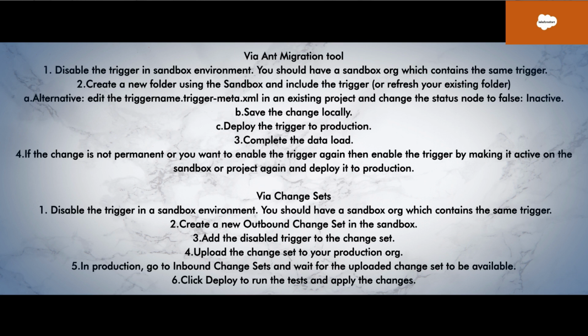A. Alternative: edit the trigger name.trigger-meta.xml in an existing project and change the status node to false (Inactive). B. Save the change locally. C. Deploy the trigger to production. 3. Complete the data load.